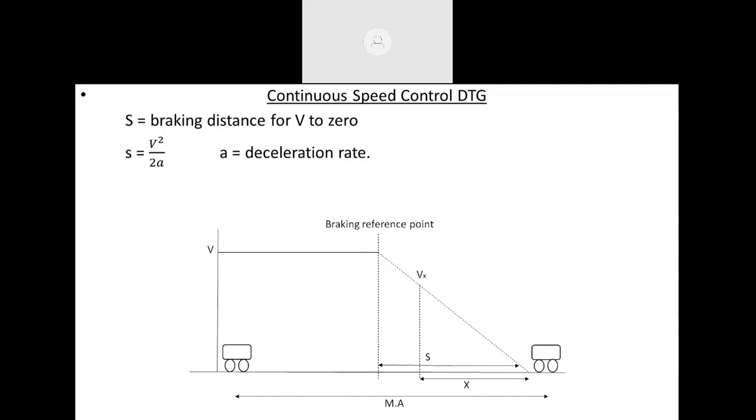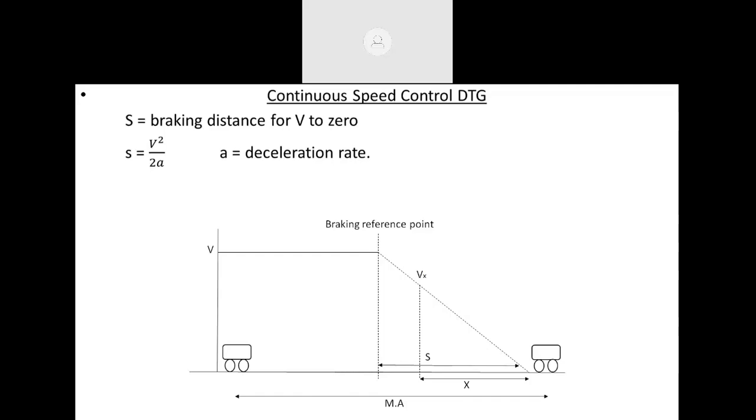So here it is shown two trains. Let us say S is the braking distance which is required for speed V of the following train to come from speed V to 0. So S equals V square by 2A, where A is the deceleration rate.